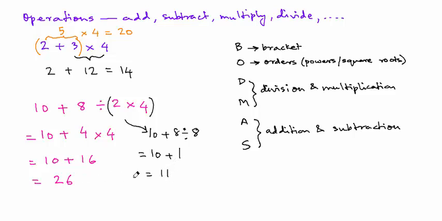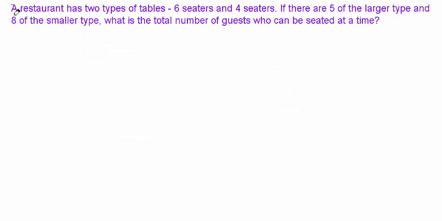Let's do a word problem now. A restaurant has 2 types of tables, 6-seaters and 4-seaters. If there are 5 of the larger type, what's the larger type? The 6-seaters. So there are 5 6-seaters and 8 of the smaller type, that is 8 4-seaters. What is the total number of guests who can be seated at a time?